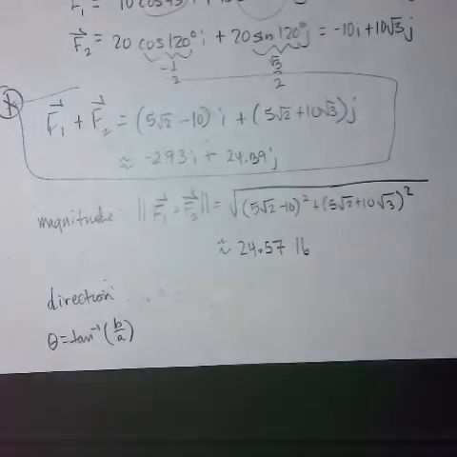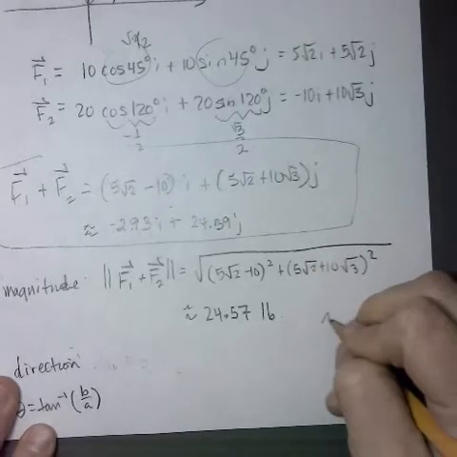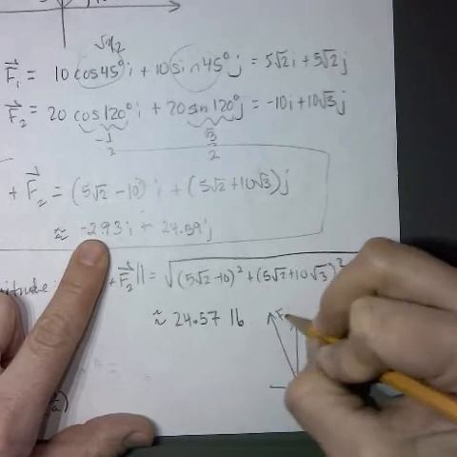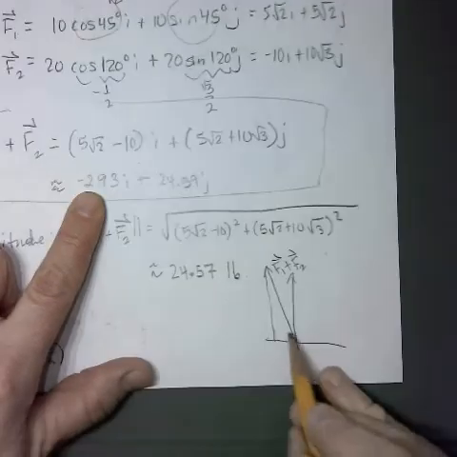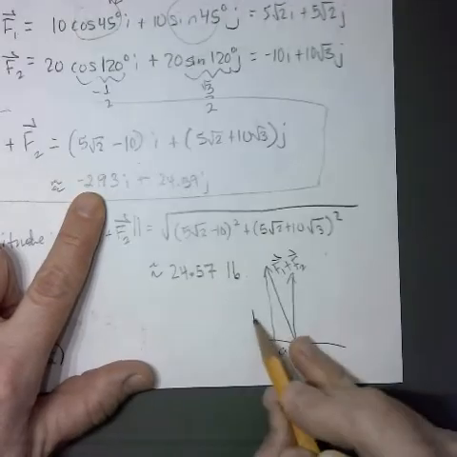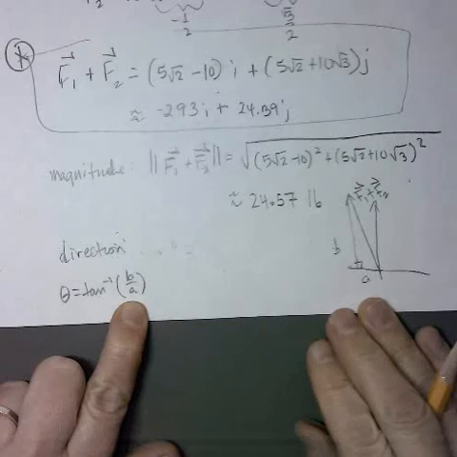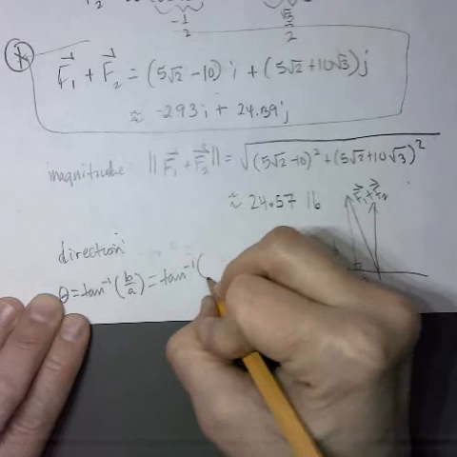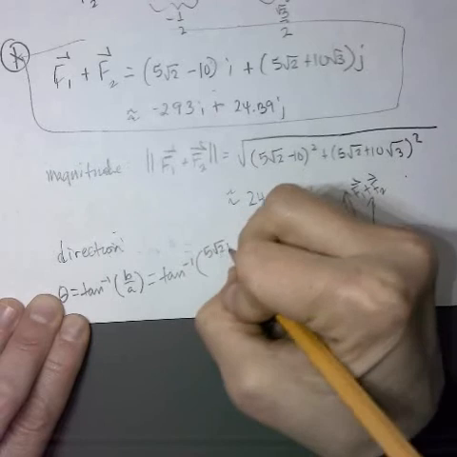So this is really close here. Let me just draw a new picture. So if this is F1 plus F2, then we're taking, and this is A and this is B, opposite over adjacent. That's where I'm getting the B over A. And those are the components of the vector. So tangent inverse of 5 radical 2 plus 10 radical 3 over 5 radical 2 minus 10.